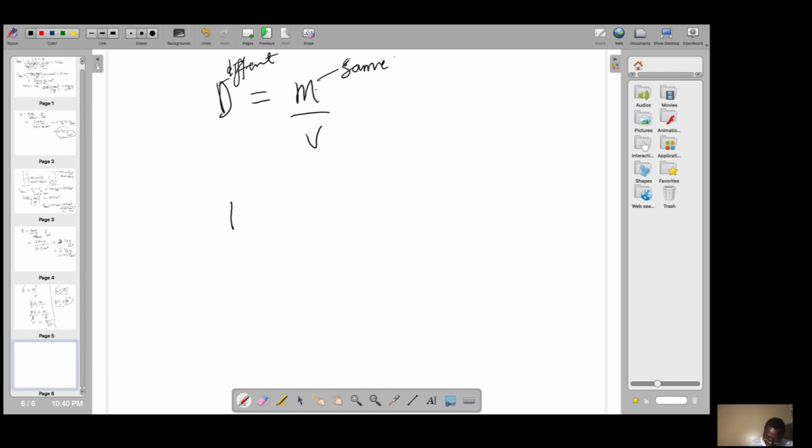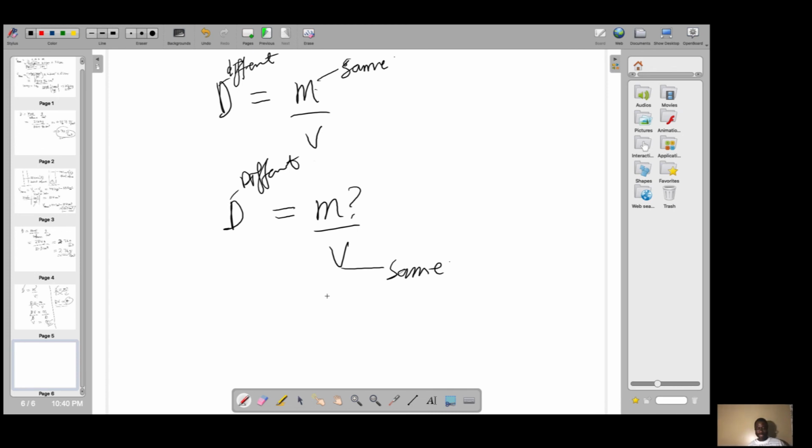Also, you can have D again, M over V. You can have two objects with different densities but the same volume. If they have the same volume, then that means that the mass is different. So they have the same volume but different densities, meaning the mass is different, which means that in one substance you have more matter or more atoms packed in there, giving it much more mass. So conceptually that is a way to look at it.